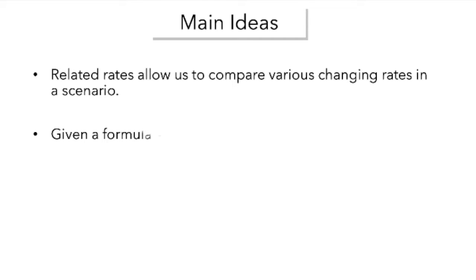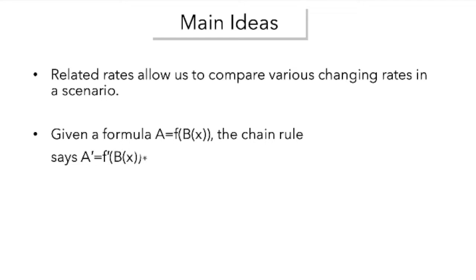Given a formula A equals f of b of x, the chain rule says A prime equals f prime of b of x times b prime of x. Or, alternatively, A prime equals df db times db dx.